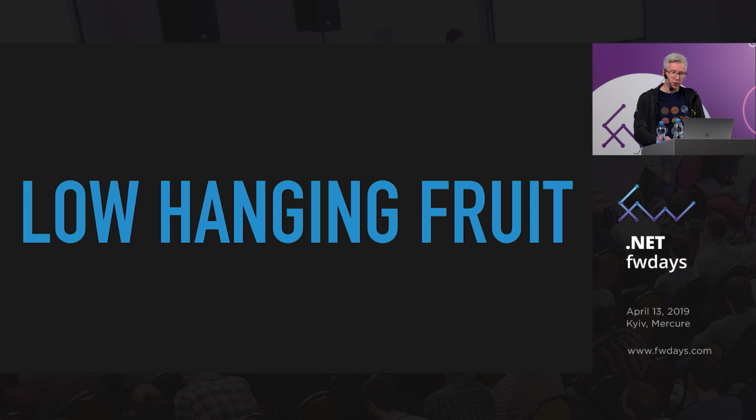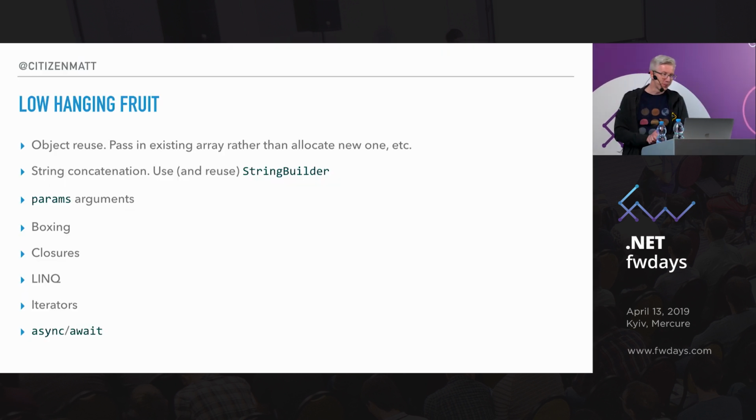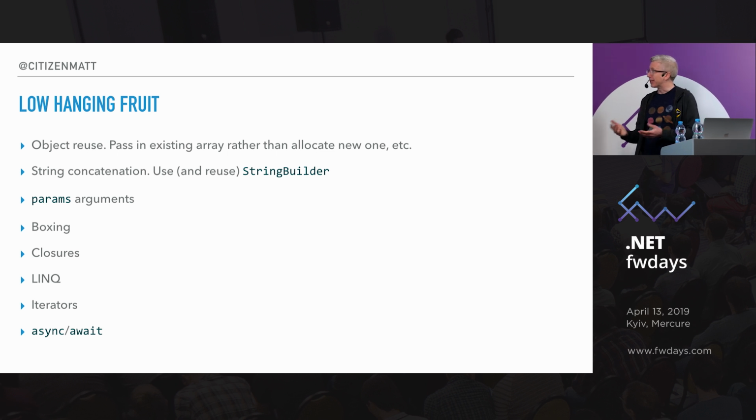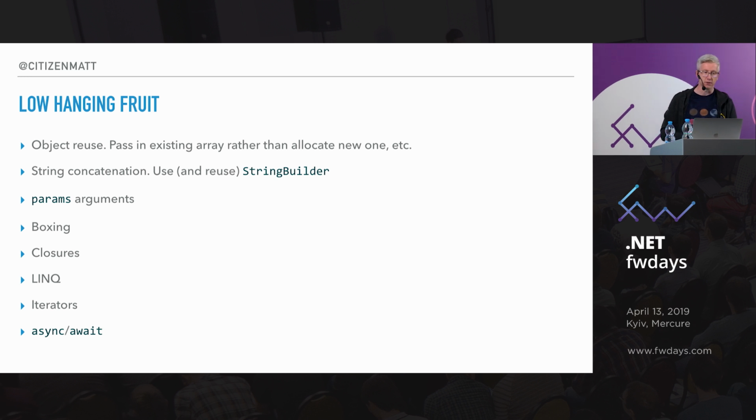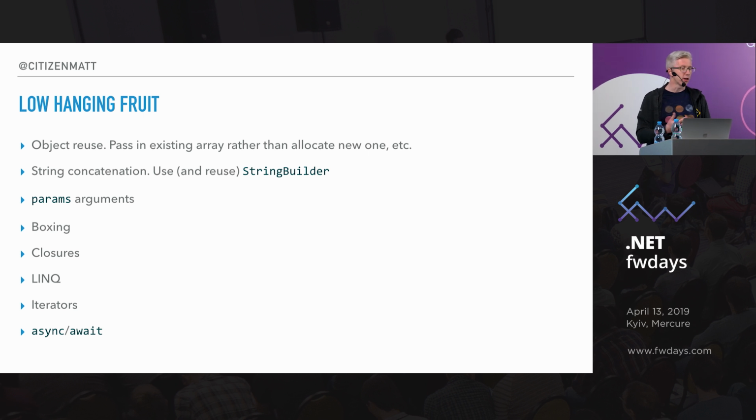Okay, so we'll have a look at some low-hanging fruit, which I think might be a particularly British saying. If you're going to pick some apples, it's easiest to pull the low-hanging fruit. There are a number of things you can do to reduce the amount of allocations in your code, and some very simple ones. So object reuse: if you've already got an array allocated, pass it back in and reuse it, rather than creating a new one. Avoid string concatenation, using StringBuilders, reusing StringBuilders, and so on. There are a few others there.